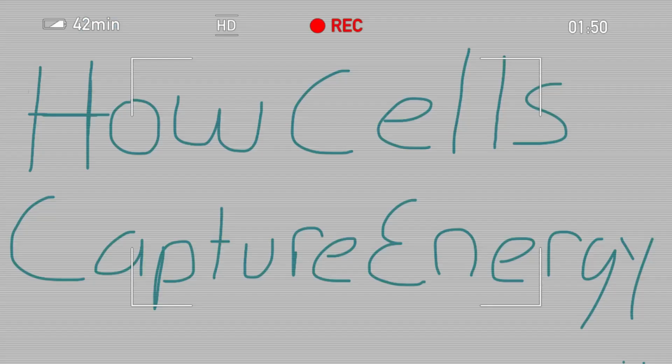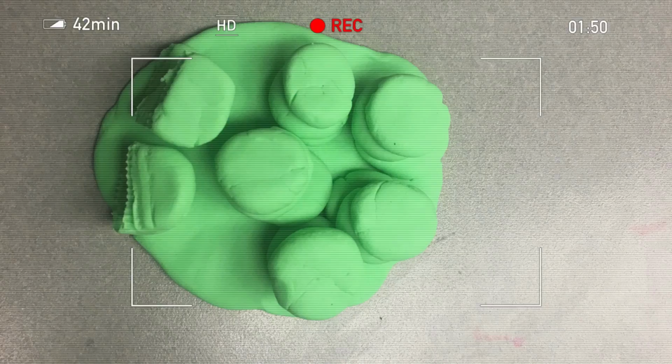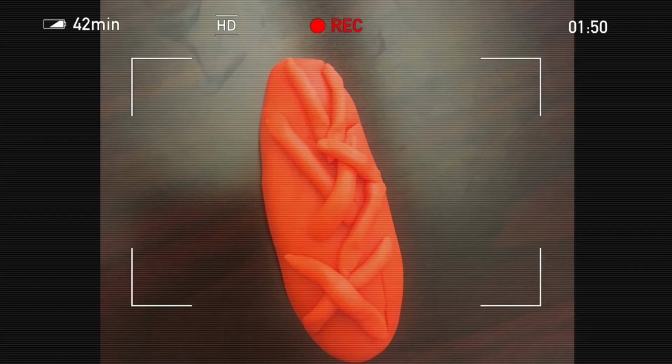How cells capture energy. There are two ways cells capture energy. The first way is through chloroplasts. Chloroplasts convert energy from the sun into chemical energy the cell can use. The second way is mitochondria. Mitochondria convert chemical energy stored in food to a form that cells can use.